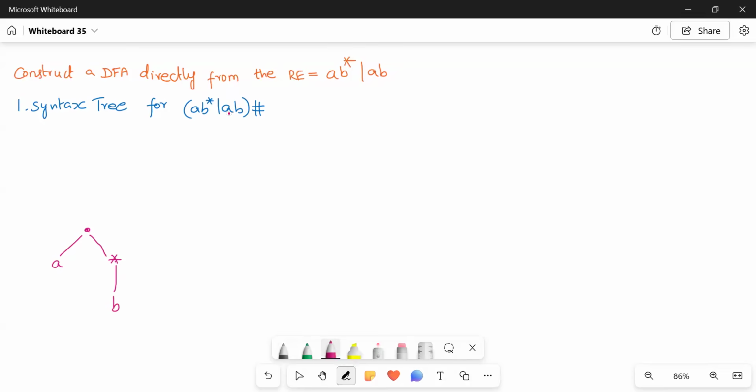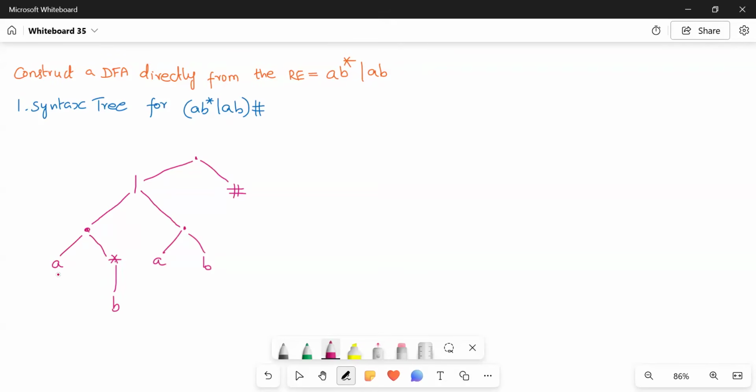So next, concatenation of A and B must be done. For this concatenation, its left child is A and right child is B. Then the OR operation. For this OR operator, or vertical bar, or union operator, the left child is this cat node and the right child is this cat node. Then this entire expression is concatenated with hash. So this is the left subtree for this cat node and the right child is hash.